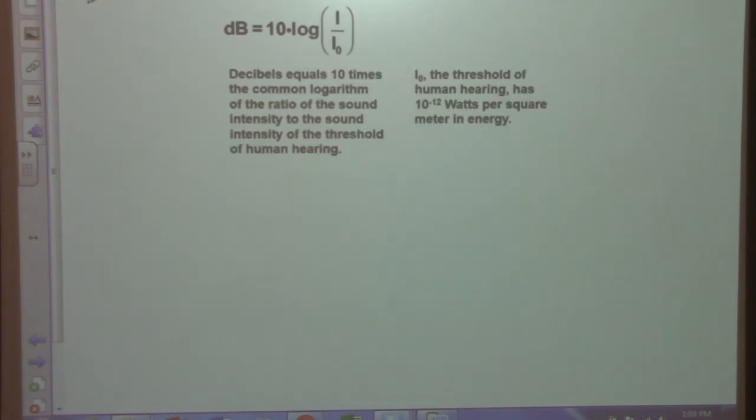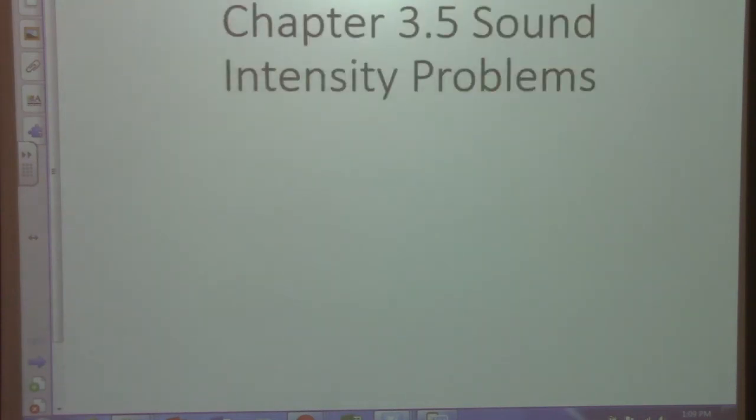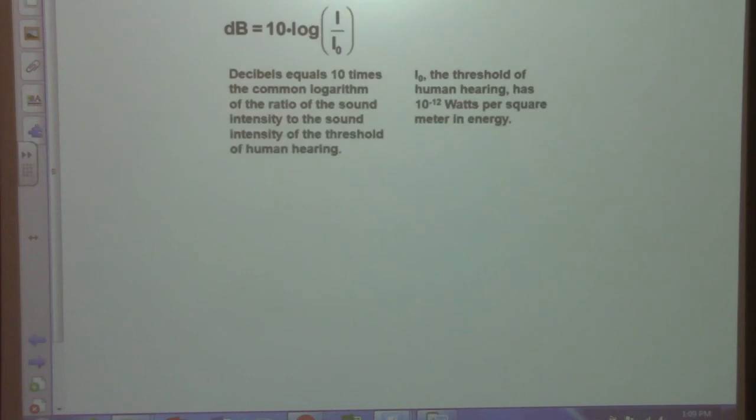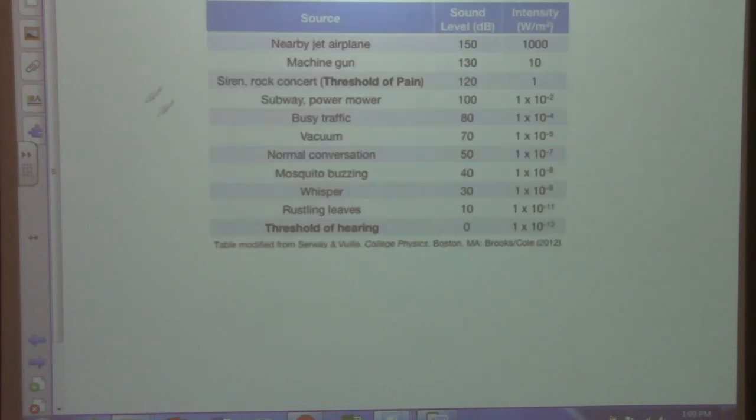We did number 48. 48? No, we didn't do that. We didn't do 48 yesterday? Yeah, don't worry about that. I'm not worried about it. I'm trying to keep up.